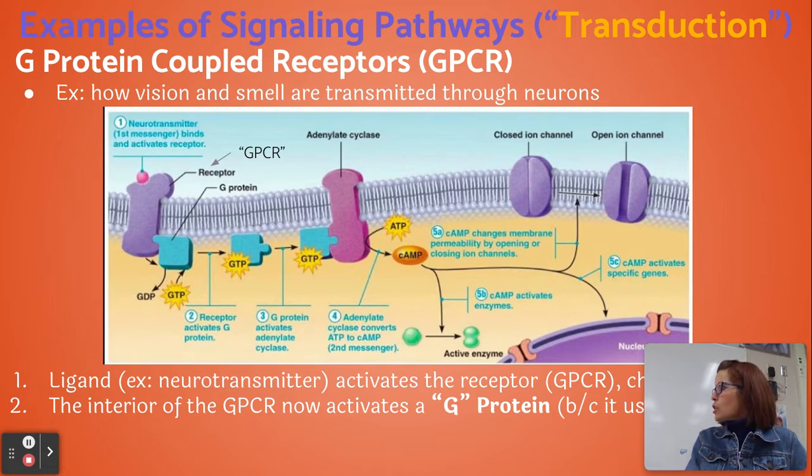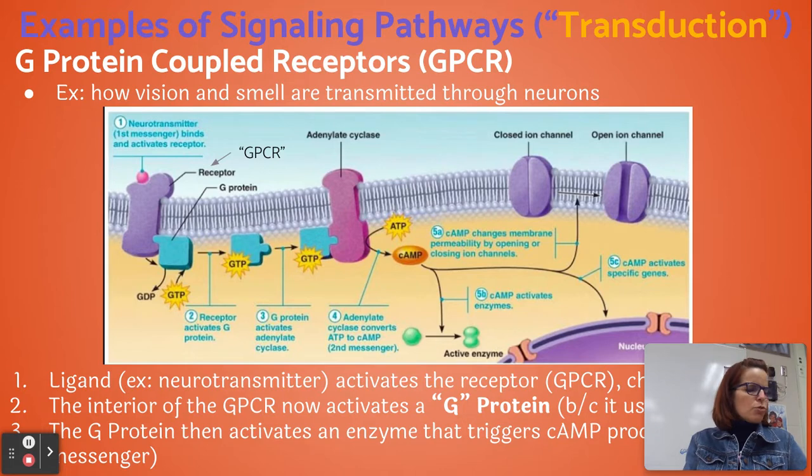So notice that G protein has been activated, the little teal molecule that's inside. It's been activated. And importantly, it uses GTP, not ATP. That's why it's called a G protein. It's because it's using a different kind of molecule. And then it says the G protein then activates an enzyme. Look at it. That triggers cyclic AMP production, which is a second messenger.